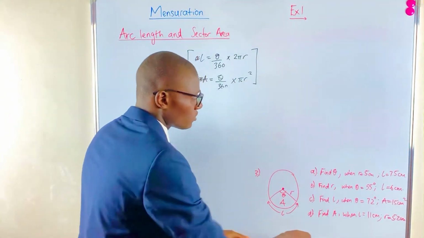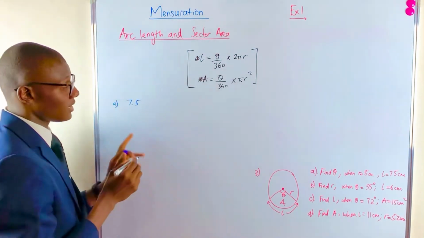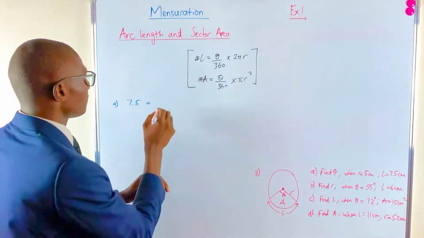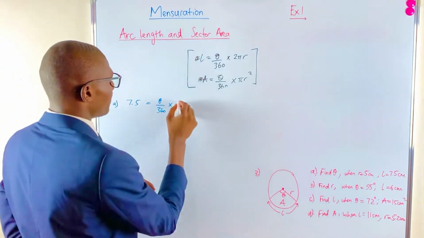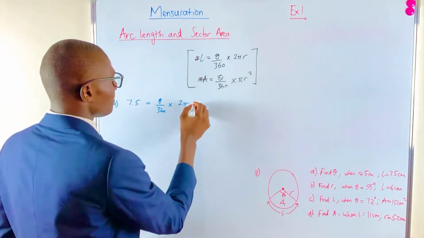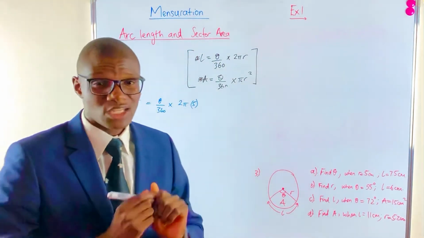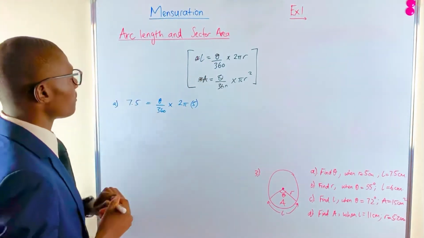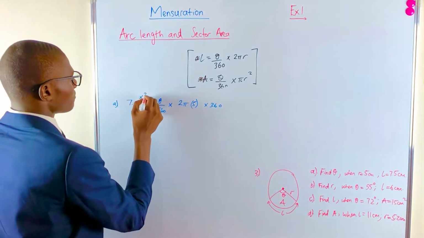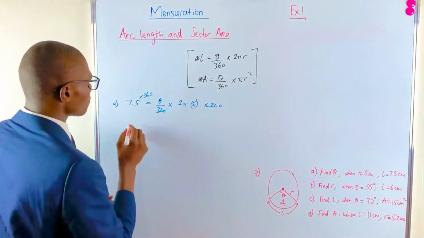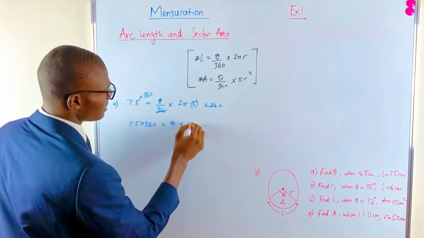So we are going to substitute. L is 7.5, so 7.5 is equal to theta, which is what we want, over 360 times 2 pi r, which is 2 pi, then the radius being 5. Already now what we need to do is to make theta the subject of the formula. So we shall multiply both sides by 360, then this and this will cancel. So 7.5 times 360 is equal to theta times 10 pi.